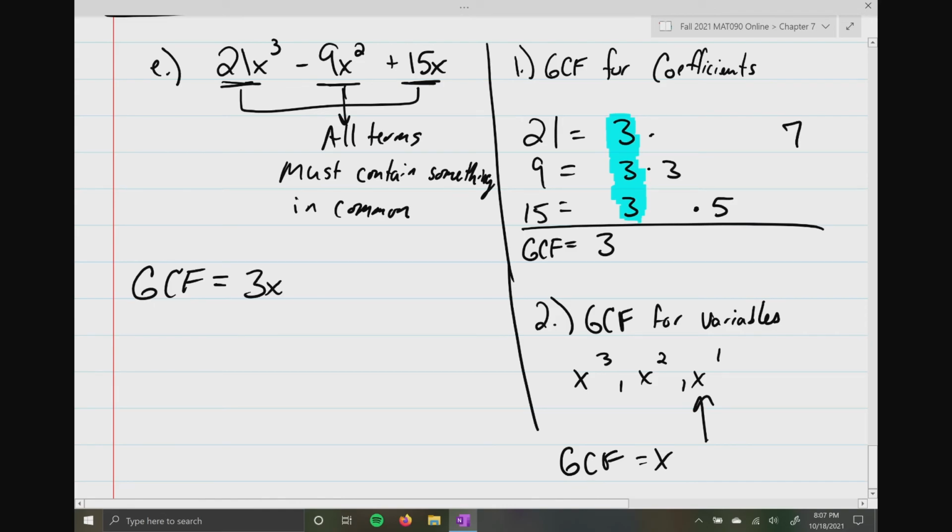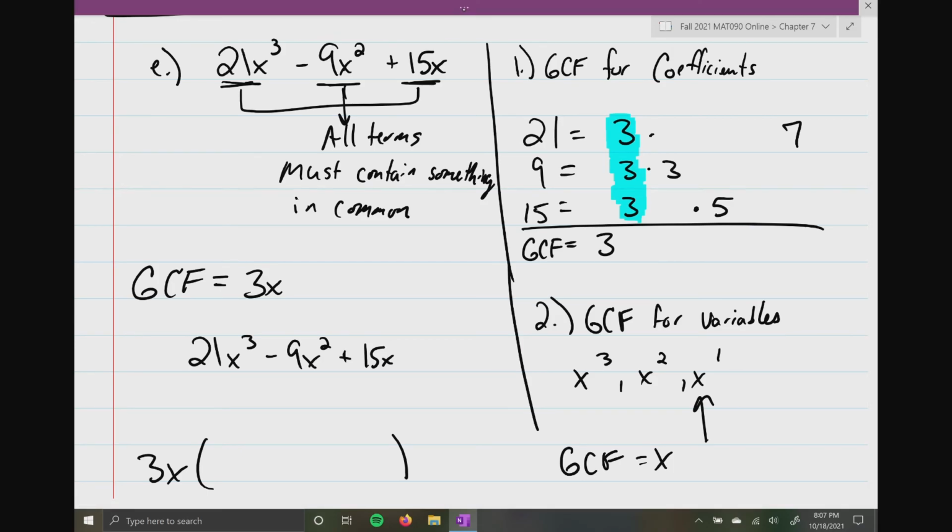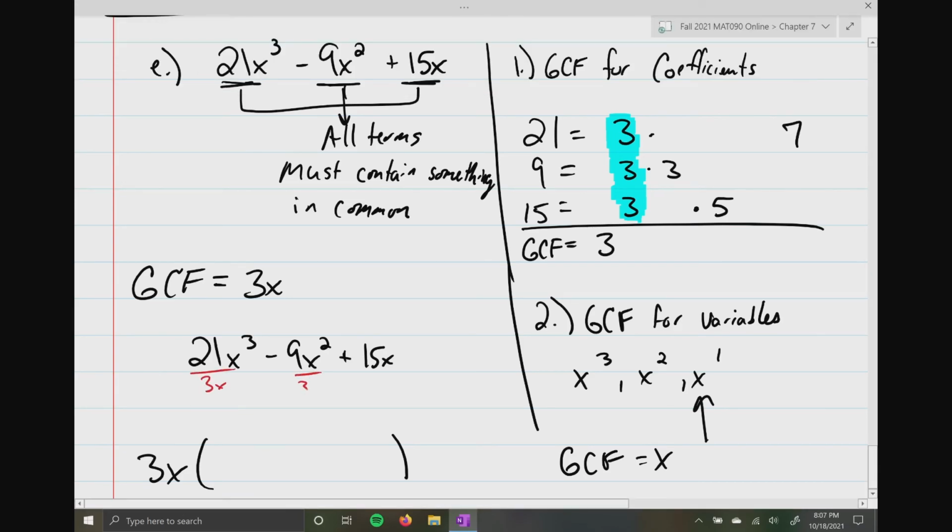Therefore, I'm just going to rewrite the problem so it looks nice and clean. 21x to the third minus 9x to the second plus 15x. We know the GCF is going to be a 3x. So you're going to be factoring out a 3x. Now, if you haven't noticed by now, as soon as I determine what my GCF is, I write it out front. I always put parentheses right after it with this big space because I know I'm factoring out. And by factoring out, what you're really telling me is you're going to be dividing every single term by 3x.